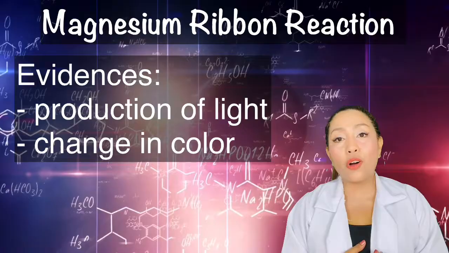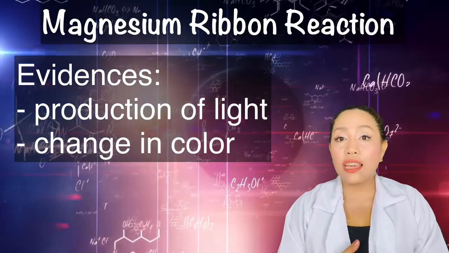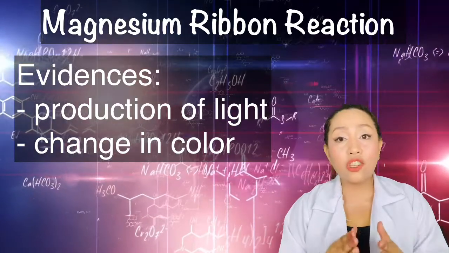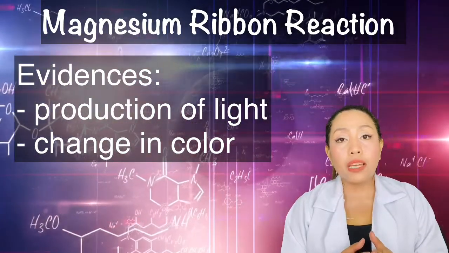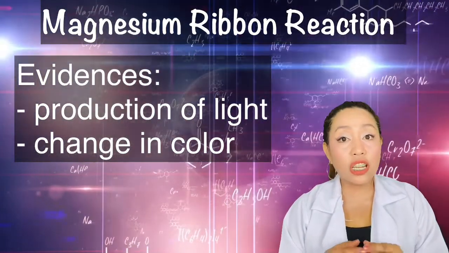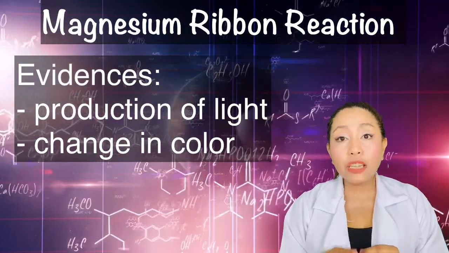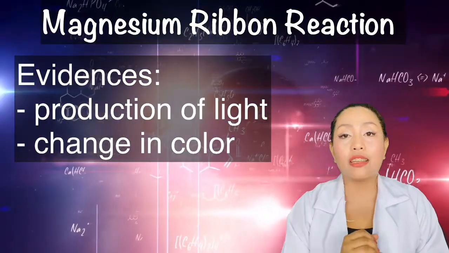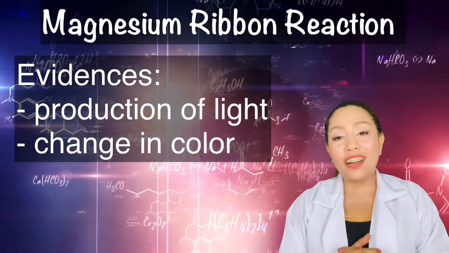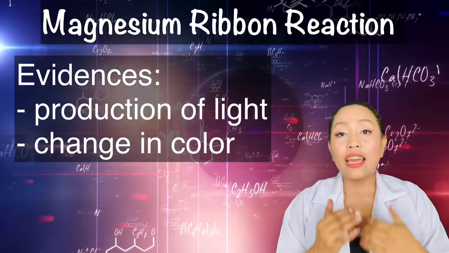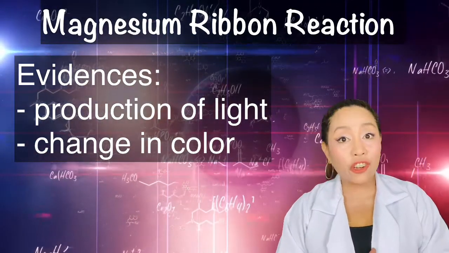And the evidence for the chemical reaction, we could say that there is a production of energy in the form of light, and also there is a change in intrinsic property, because the magnesium ribbon, which is originally a silver metal, turned white and turned to powdery form. Alright, so those are the evidences that there is a chemical reaction in the magnesium ribbon reaction.